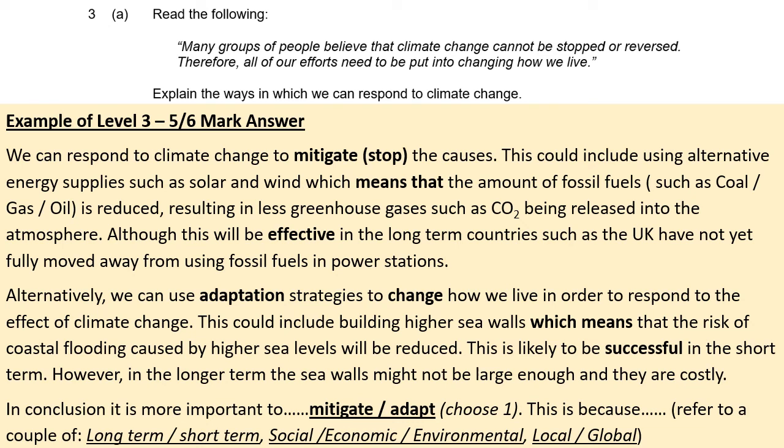Although this will be effective in the long term, so now we're into the AO3 mini conclusion, although this will be effective in the long term, countries such as the UK have not yet fully moved away from using fossil fuels in power stations. Alternatively, we can use adaptation strategies to change how we live in order to respond to the effects of climate change. This could include building higher sea walls, which means, that's AO2, the risk of coastal flooding caused by higher sea levels will be reduced.